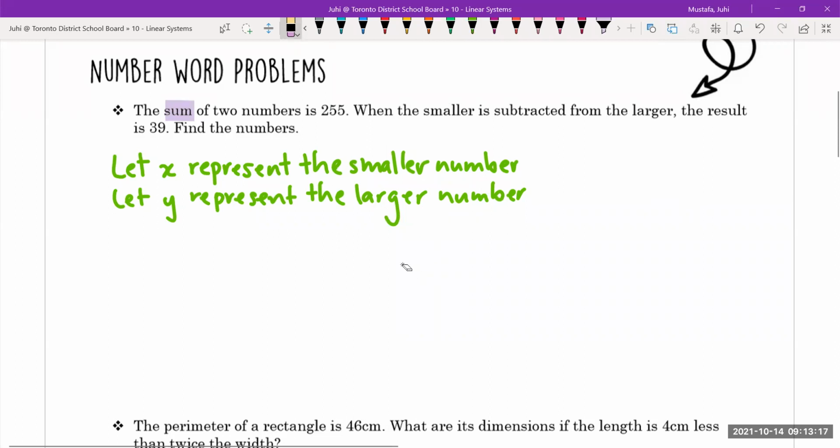Okay, once we've written our let statements, now we're ready to actually start making our equations, and we need two of them. And I always say the first sentence gives you the first equation, the second sentence gives you the second equation. So look at the first sentence. It says, the sum of two numbers is 255. How can you take those words and turn them into something mathematical? What can you write for that? Krishna? Perfect. Yep, the small number plus the larger number has to equal 255. So we're going to go X plus Y is equal to 255.